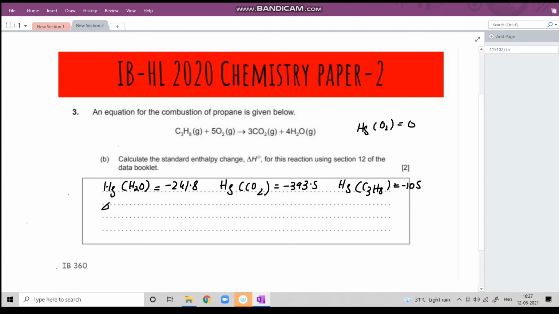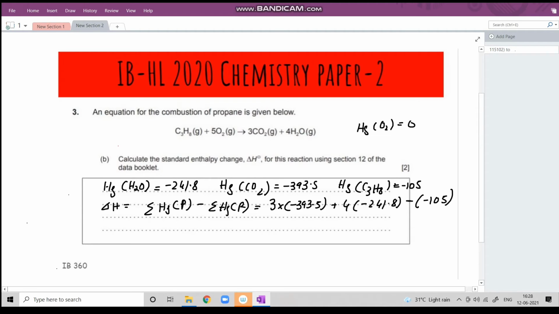So delta H is basically the summation of Hf of products minus the summation of Hf of reactants. For products, we have 3 moles of CO2, so 3 times minus 393.5, plus 4 moles of H2O, so 4 times minus 241.8, minus, on the reactant side, we have 1 C3H8 because O2 is 0, so minus of minus 105. Finally we get delta H as minus 2043 kilojoules, and this is the final answer to this question.